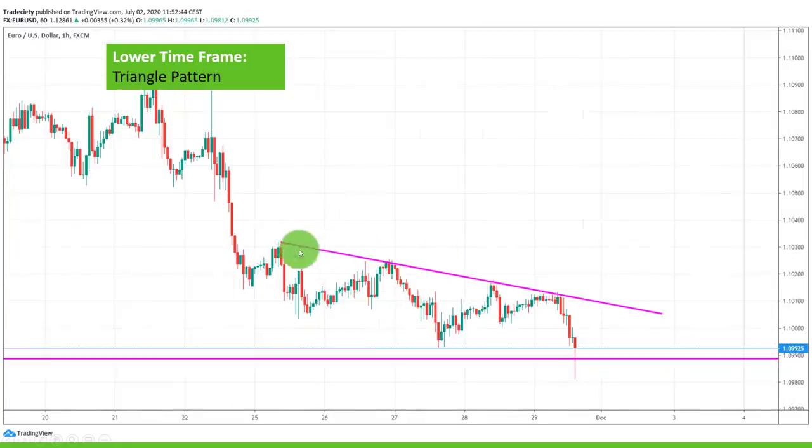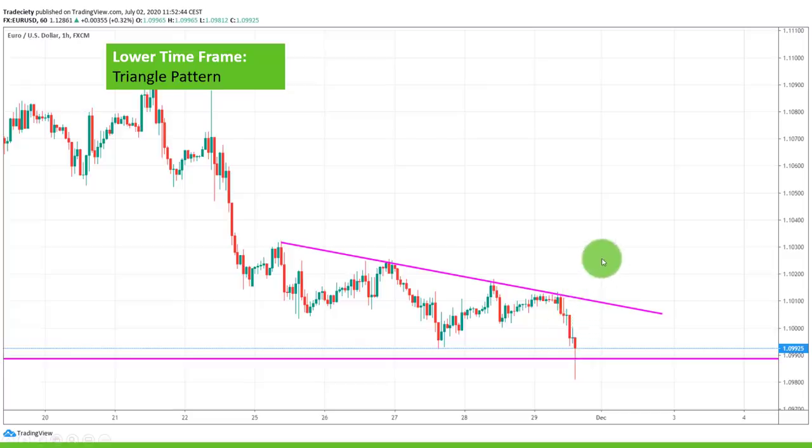On the lower time frame, we can see we have a very nice triangle pattern actually. We can connect the lower highs here to get a very decent trend line. And what we are waiting for now is a break and a pullback into the trend line, which is a very, very strong signal that the trend direction is actually turning.